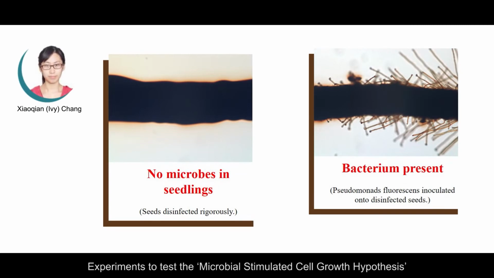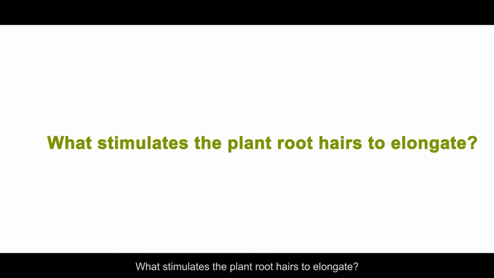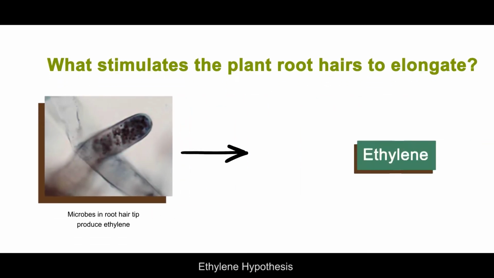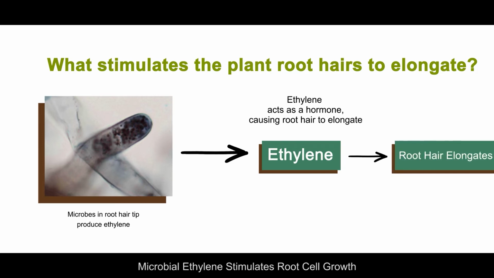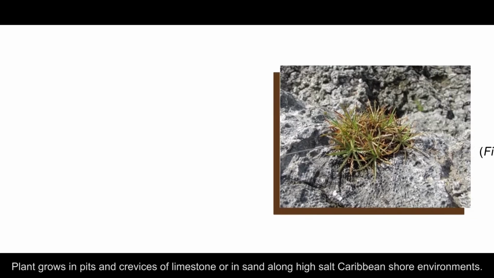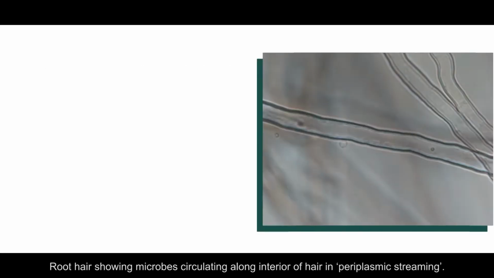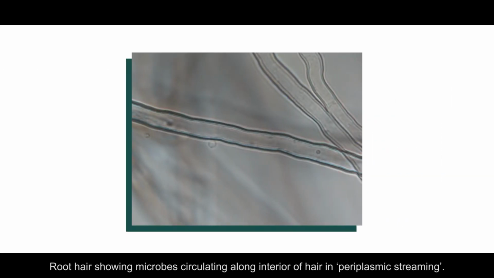Experiments to test the microbial stimulated cell growth hypothesis. What stimulates the plant root hairs to elongate? Ethylene hypothesis: microbial ethylene stimulates root cell growth. Plant grows in pits and crevices of limestone or in sand along high-salt Caribbean shore environments. Root hair showing microbes circulating along interior of hair in periplasmic streaming.